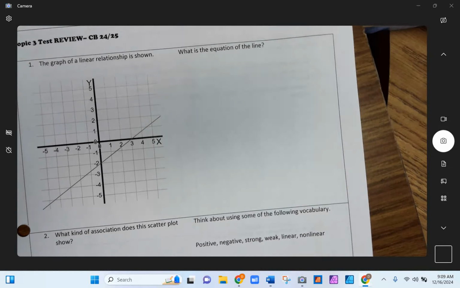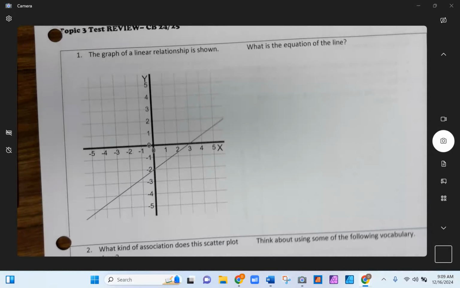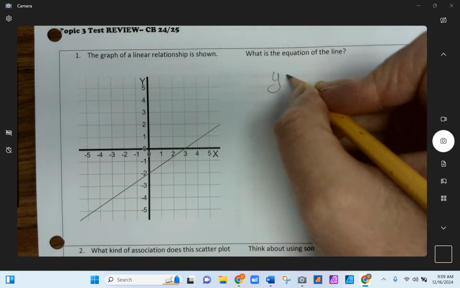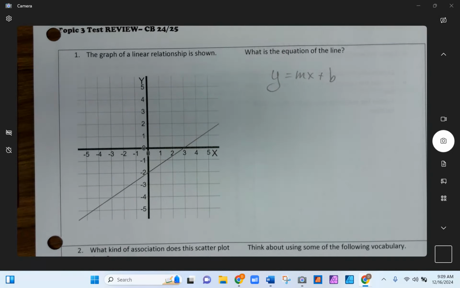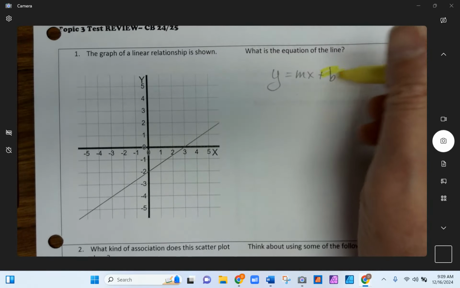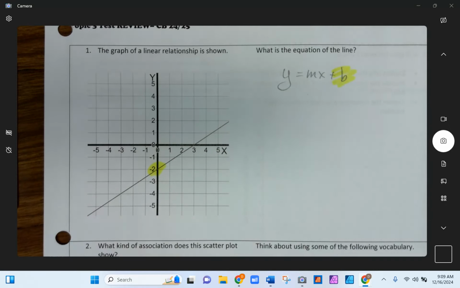Okay, so number 1, all we're doing is looking at this line and writing the equation of the line. Now the equation of the line will be in the form of y equals mx plus b, right? I think it's probably easiest to find the b first. That's your y-intercept. That's where the line crosses the y-axis.